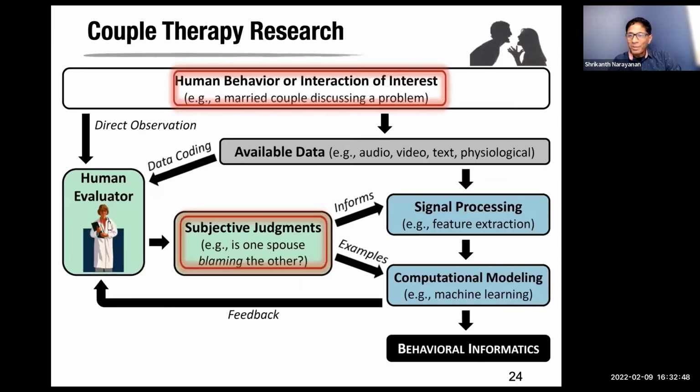So one example domain where we worked on these machine intelligence approaches is in studying couple interactions, especially when they're having relationship issues and they get counseling for that. So let's dig a little deeper.